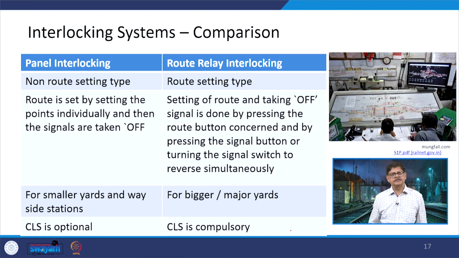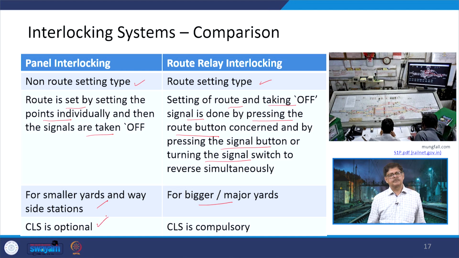Here a comparison is being given between panel interlocking and route relay interlocking. The panel interlocking is a non-route type of setting, whereas this is a route type of setting. In the case of panel, the route is set by setting the points individually and then signals are taken off. Here, the setting of routes and taking off of the signals is done by pressing the route buttons concerned and by pressing the signal buttons or turning the signal switches in the reverse direction. The panel interlocking can be used for smaller yards or wayside stations, whereas the route relay interlocking can be used for the bigger or major yards.